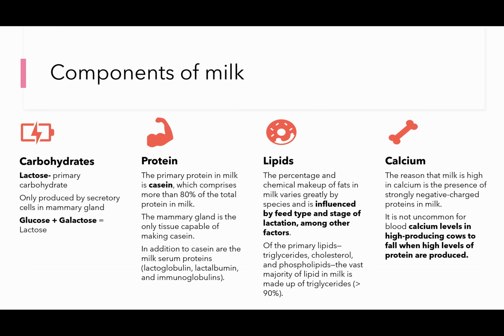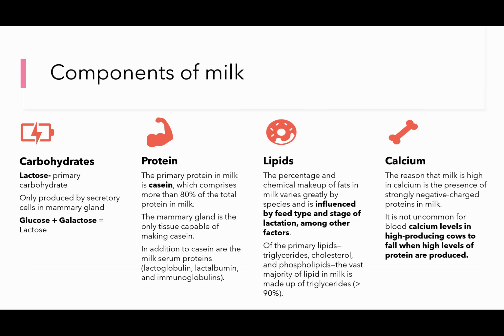Now, protein is a major component of milk, and the primary protein is casein, which is more than 80% of the total protein found in milk. Now, the mammary gland is the only tissue that is capable of making this protein. There are other serum proteins found, including lactoglobulin, lactoalbumin, and immunoglobulins.